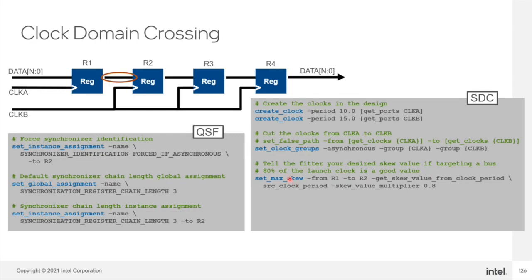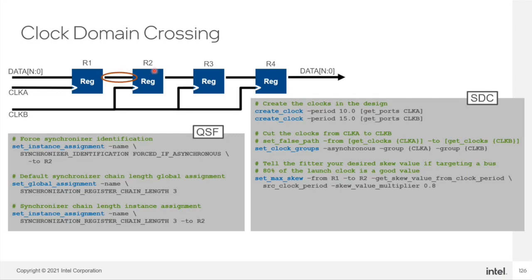We're setting the max skew right there, going from R1 to R2, and getting the skew value from the source clock period. So for the skew that I can tolerate, I'm going to use the source clock as reference. I've got a multiplier of 8. The source clock period in this case was 10 nanoseconds. What I'm saying here is that the skew I can tolerate between the bits of the bus is 8 nanoseconds. I cannot tolerate any more than 8 nanosecond skew. So now we've got the skew involved here.